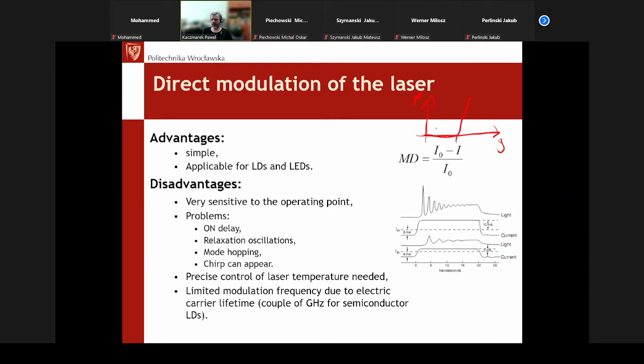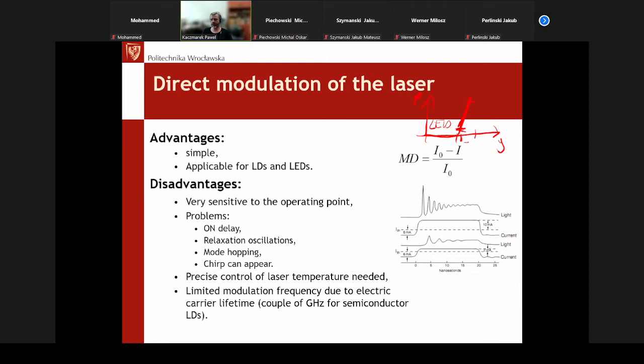This area of operation, this is LED, so the light isn't coherent. The modulation coefficients aren't high because, you know, the intensity is quite low, you can see. And also the speed of such a modulation is extremely low. If you want to modulate the laser efficiently, I mean with high frequency, we need to modulate the laser on this part of its characteristics. So we need to operate above this threshold current.